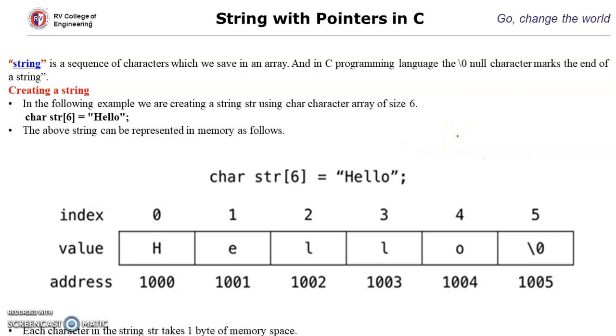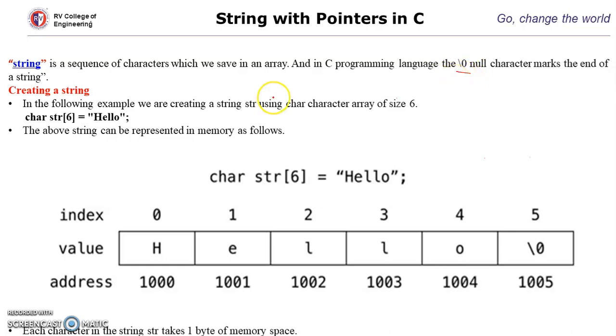In this video lecture, you'll learn about strings with pointers in C. So what is a string? In C programming, a string is a sequence of characters terminated with a null character. Okay, so this we have already seen. This is a null character.